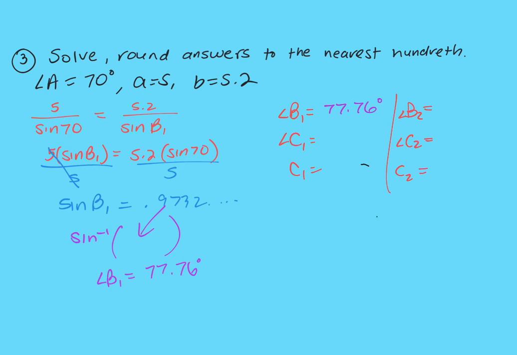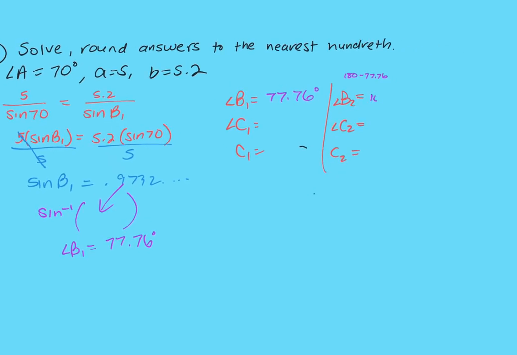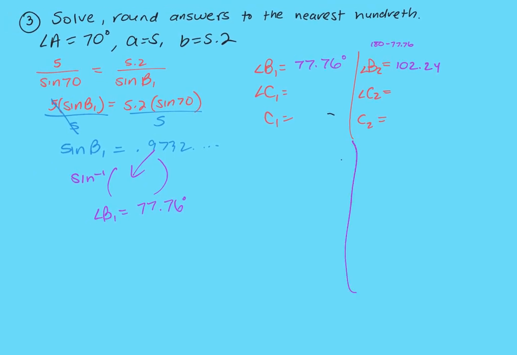Now you can continue to solve triangle 1, but I tend to immediately remind myself that there's going to be that second triangle. So over here, I would do 180 minus 77.76. That gives you your B2. That's 102.24.